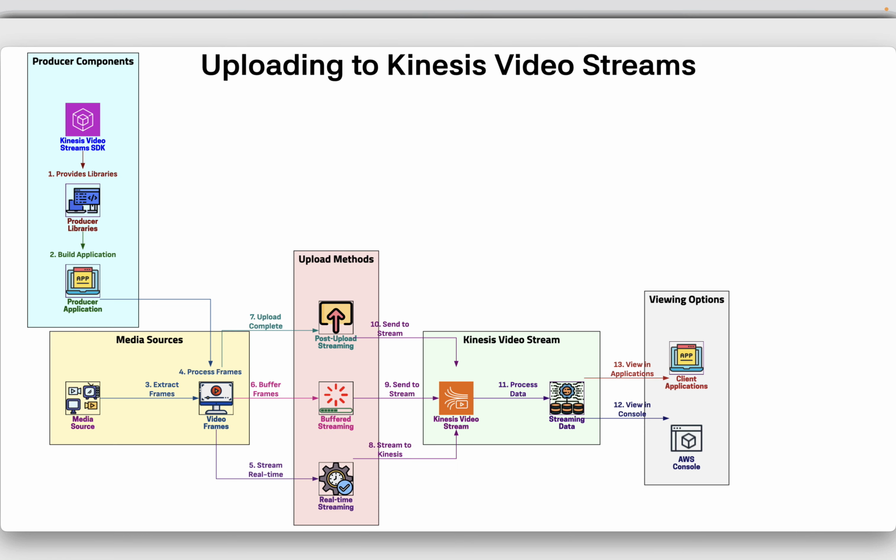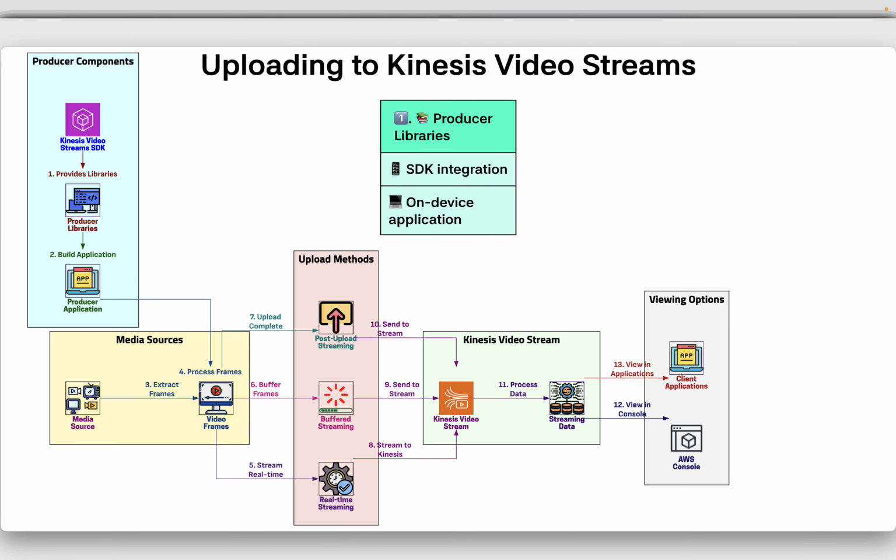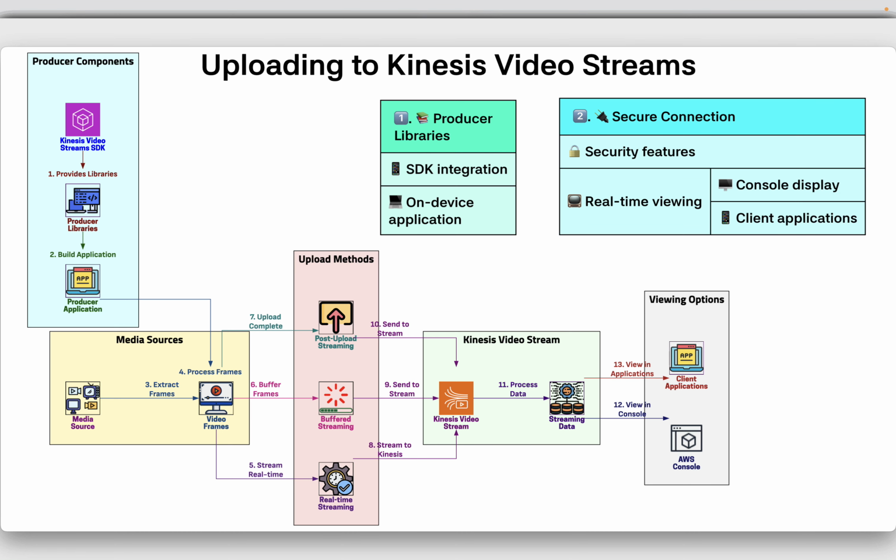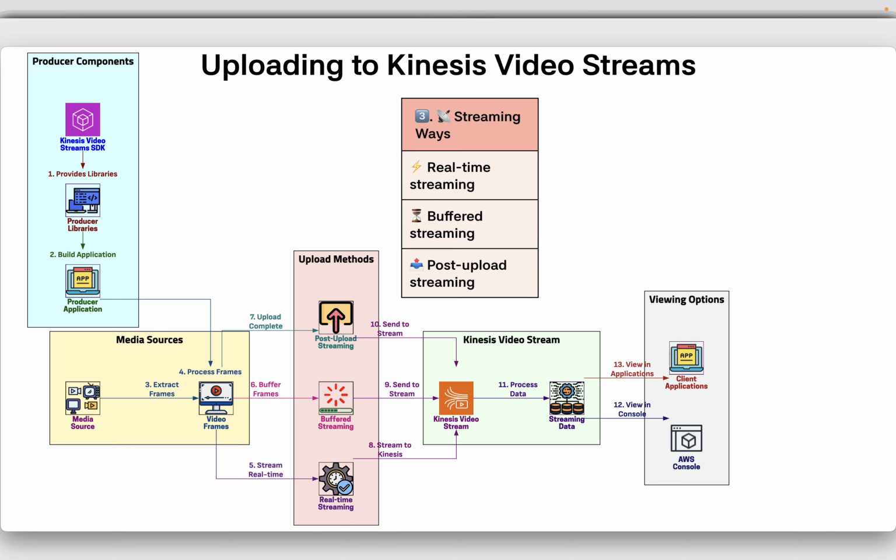Uploading to Kinesis Video Streams. Kinesis Video Streams producer libraries are part of the Kinesis Video Streams producer SDK. The client uses this to build an on-device application. This application is for securely connecting to Kinesis Video Streams and streaming media data. You can view this data in the console or in client applications in real time. Media data can be streamed in real time after buffering it for a few seconds or after the media uploads.